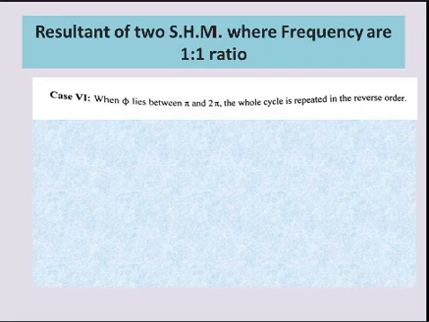Case 6, when phi lies between pi and 2 pi, very important, when phi lies between pi and 2 pi, the whole cycle from case 1 to case 6 goes on repeat, but in a reverse order. It will repeat in a reverse order. You will get the same equations, but in a reverse order.